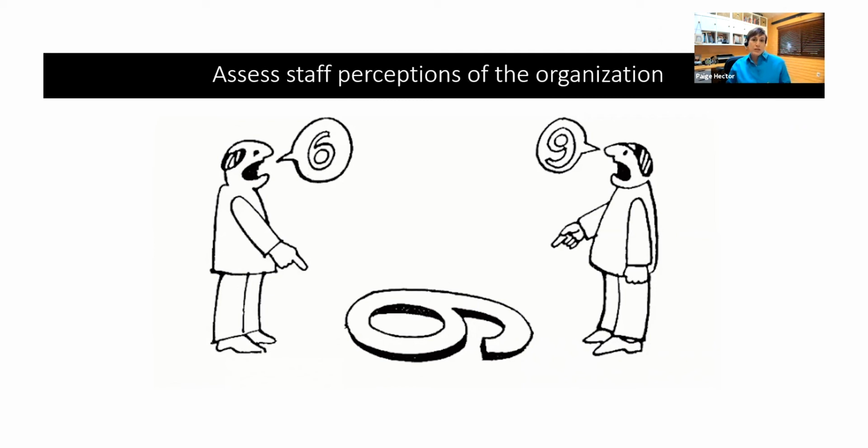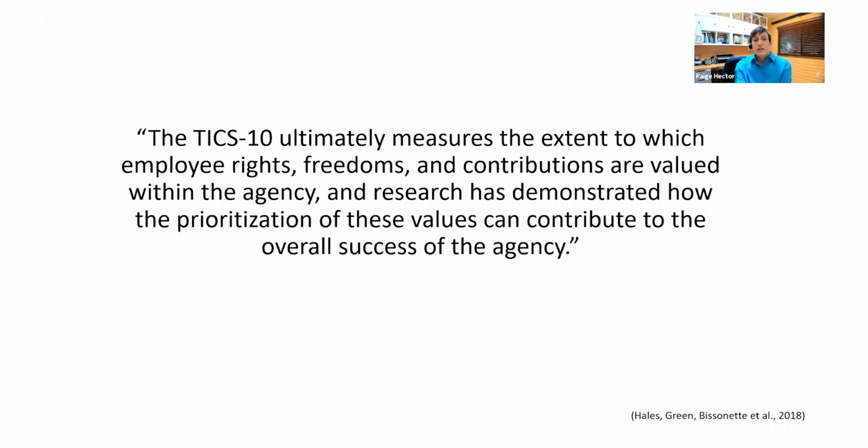So really, with that particular tool, the TICS 10, a high trauma-informed care culture is one that is doing more to uphold the principles of trauma-informed care, whereas a low trauma-informed culture might be struggling a bit more. So this scale focuses only on staff perceptions, and that's really important because if the staff perceive that leadership only listens to their favorite employees or that their work environment is not safe, we have to act on those perceptions, no matter what we think it is, okay? The TICS 10 ultimately measures the extent to which employee rights, freedoms, and contributions are valued, and research has demonstrated how the prioritization of these values can contribute to the overall success. So, important tool, but I always encourage people, go in this with your eyes wide open and be prepared.